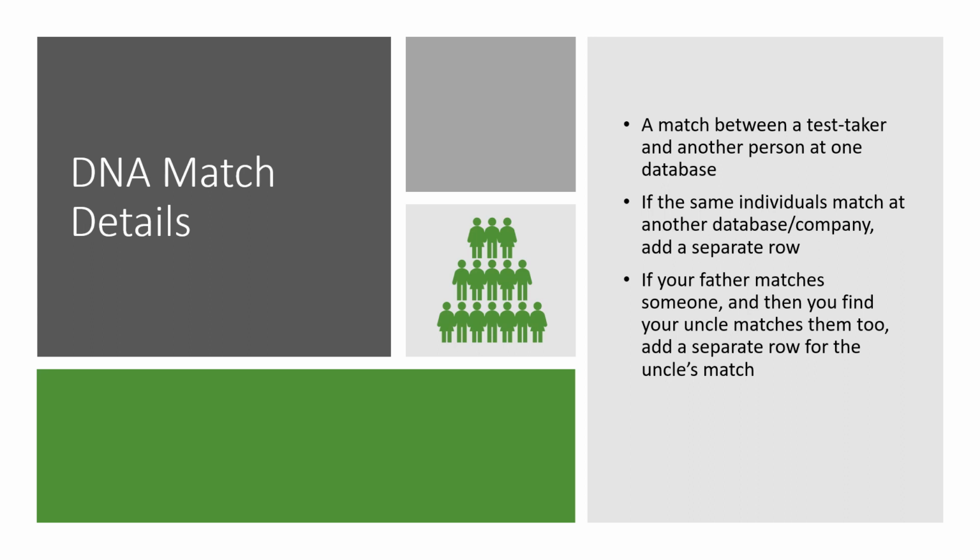This table is where you record a match between one of your test takers and another person at one database. If the same individuals are a match at another database or company, you would just simply add another row. So if your father matches someone and then you find your uncle matches them too, this is another time when you would add a separate row for the uncle's match.